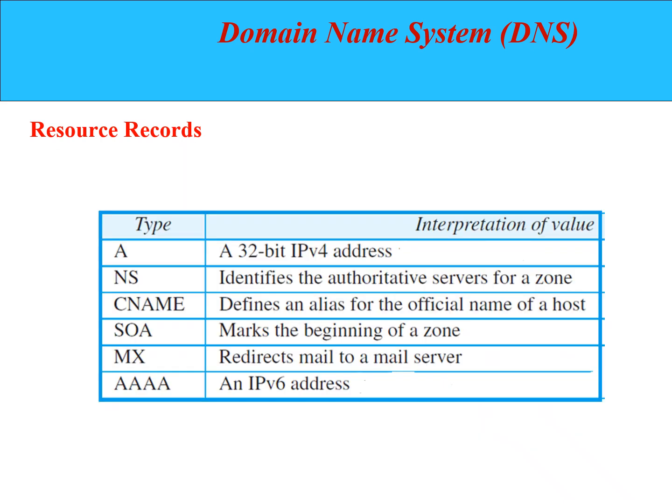So resource records, as we have seen, there are basically 6 types of records. One is called your A record. A record is nothing but a 32-bit IPv4 address. Then NS means it identifies the authoritative server for a zone. Then we have CNAME. It defines an alias for the official name of the host. Then we have the SOA record. It marks the beginning of a zone. Then we have the MX record. It is nothing but a mail server or a mail exchange. Then we have AAAA. That is basically an IPv6 address.